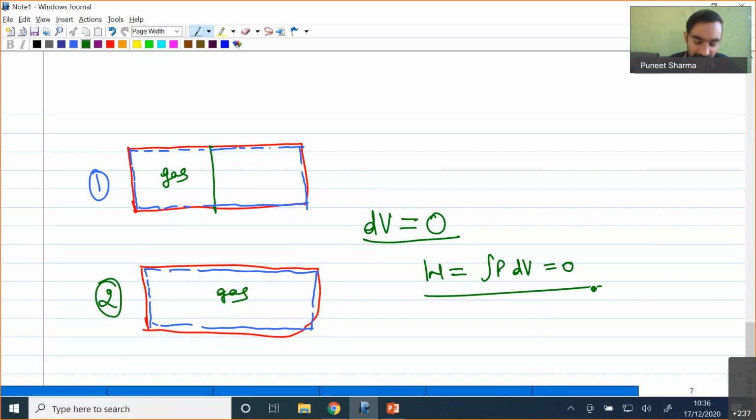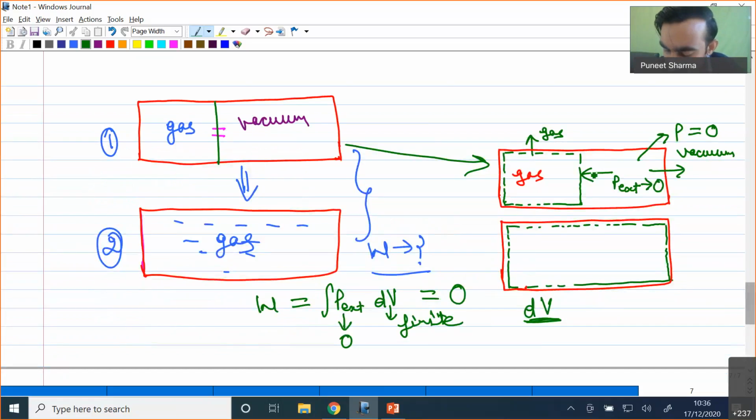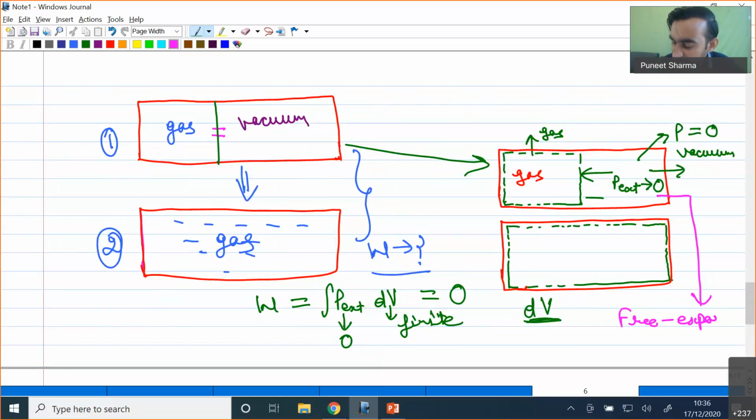So in such an expansion process, if I take the previous form, what is happening in this particular system? My system boundary is expanding against the 0 pressure. Such an expansion, where the system boundary expands against 0 pressure, is known as free expansion, and the work done in free expansion is equal to 0. So the meaning of free expansion is when the boundary of the system is expanding against 0 pressure.